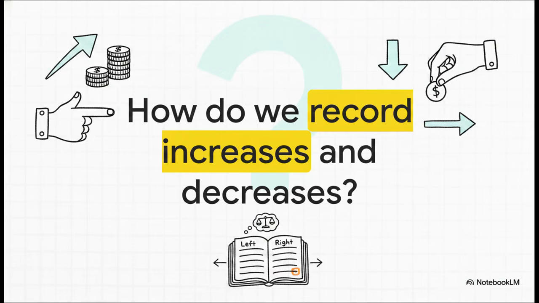But here is the million-dollar question we have to solve next. How do these left and right sides actually react when our business values change? I mean, if we buy something or sell something, how do we know for sure whether to use the left hand or the right hand?